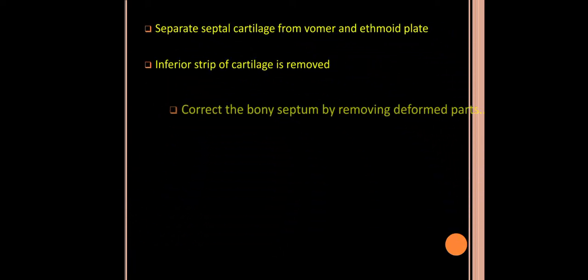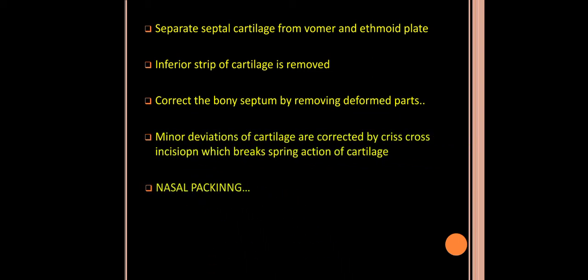Separate septal cartilage from vomer and ethmoid plate. Inferior strip of the cartilage is removed. Then the bony septum is corrected by removing deformed parts. Minor deviations of the cartilage are corrected by crisscross incision, which breaks spring action of the cartilage. Then nasal packing.